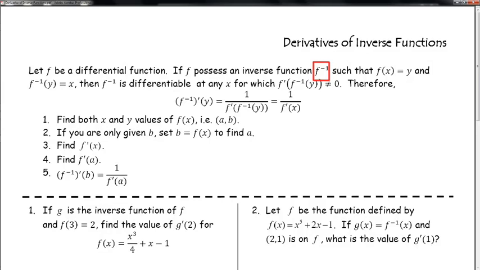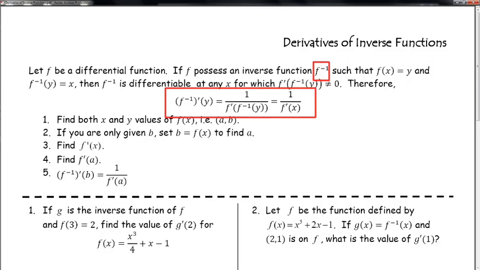Then the inverse is differentiable for any x for which the derivative of your inverse function is not equal to 0. Okay, so you don't want a 0 for your x coordinate. And the way that we do that is the derivative of your inverse. I know that looks like crazy notation, but in simple terms it is 1 over the derivative of your parent function.